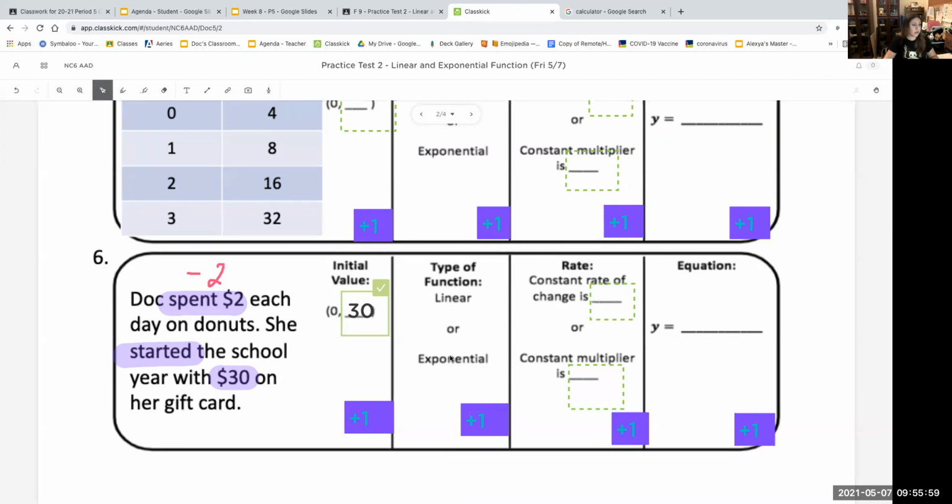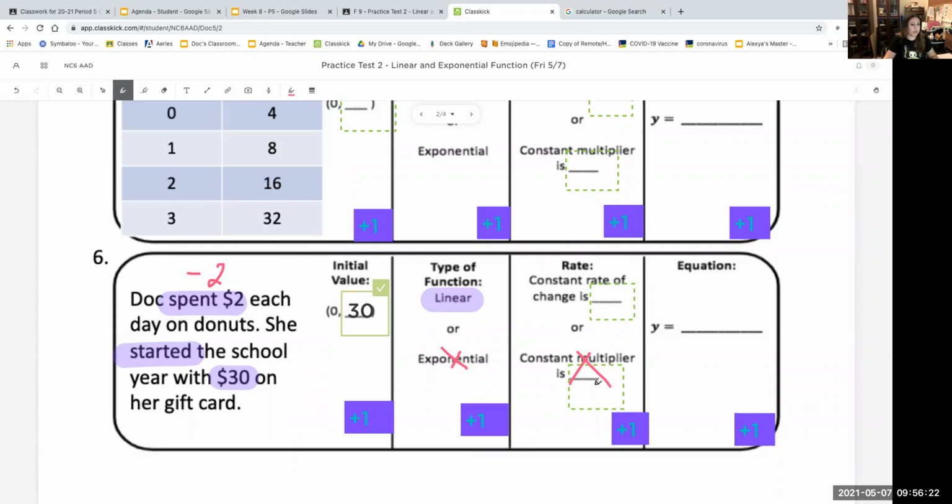Is this linear or exponential? Well, I'm spending $2. This is subtraction. So then that means I have a linear function since we're dealing with adding and subtracting. So we are not dealing with exponential. We're not dealing with a constant multiplier. Leave these either blank or draw an X or scribble them out.